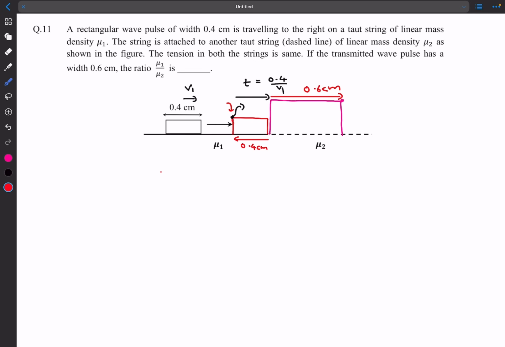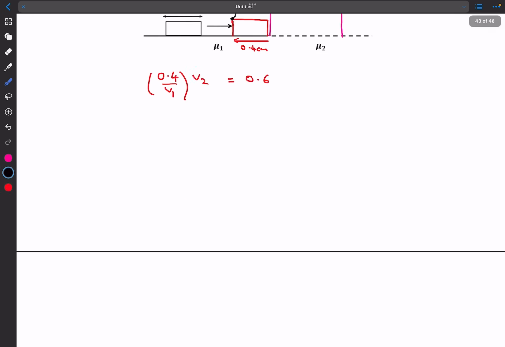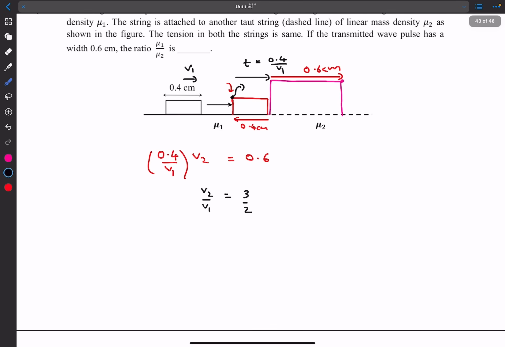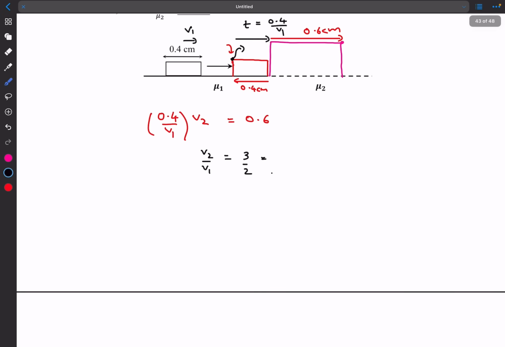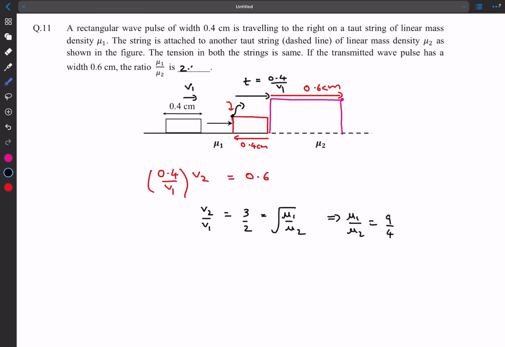So what that means is, in a time of 0.4 divided by v1 seconds, what is the distance traveled by the front end? It will be v2 multiplied by 0.4 by v1, and this is given to be 0.6. So v2 by v1 equals 3 by 2. Now the velocity is inversely proportional to the square root of the linear mass density. So we can write this as square root of mu1 by mu2, which implies mu1 by mu2 is 9 by 4. Okay, so this is going to be 2.25.